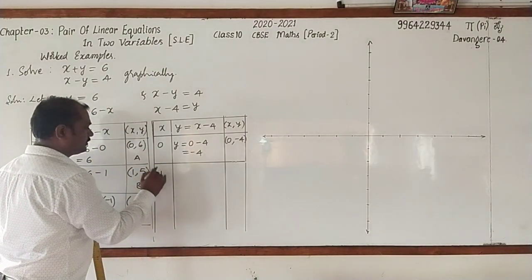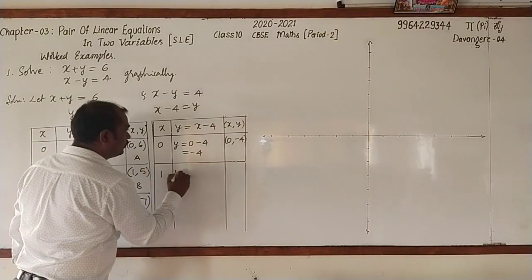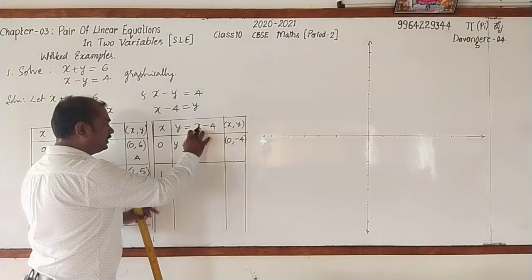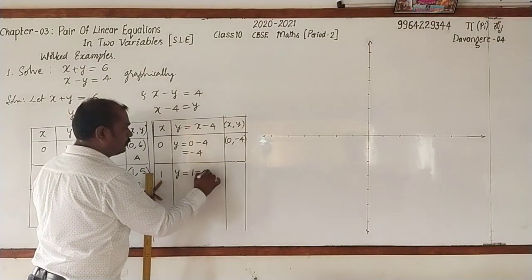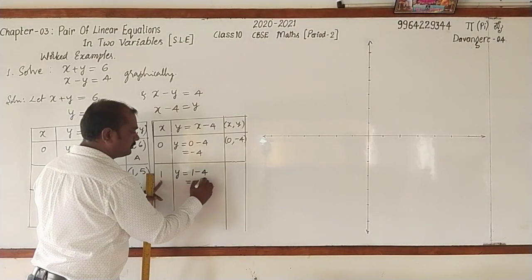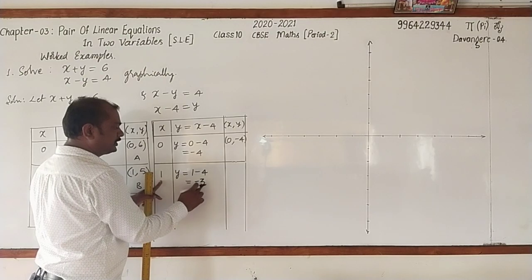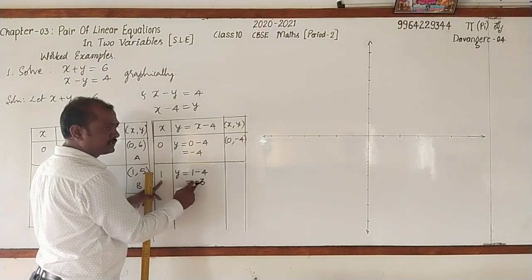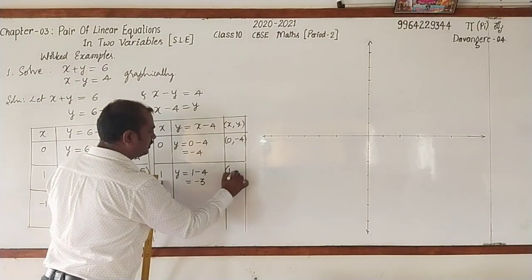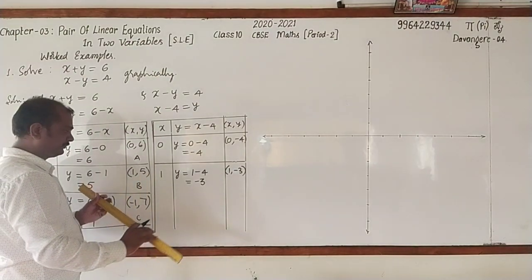Now, let us take 1. Next, y is equal to, what should be written in place of x? 1. 1 minus 4 is minus 3. The difference is 3, and the greater number's sign is minus. So, minus 3. When x is 1, y is minus 3.